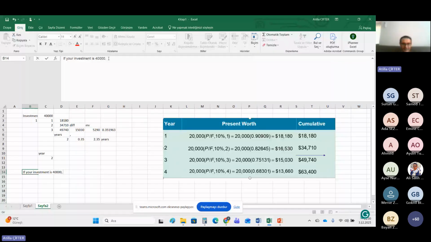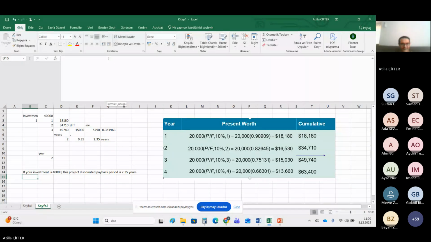$40,000. Tamam mı? This project's discounted payback period is 2.35 years. Is it clear? Yes, hocam, clear. Thank you.